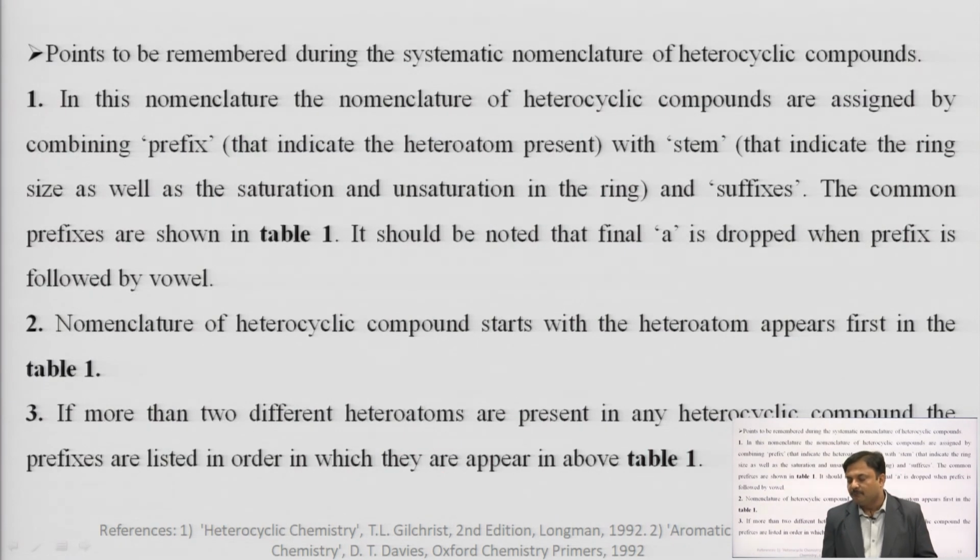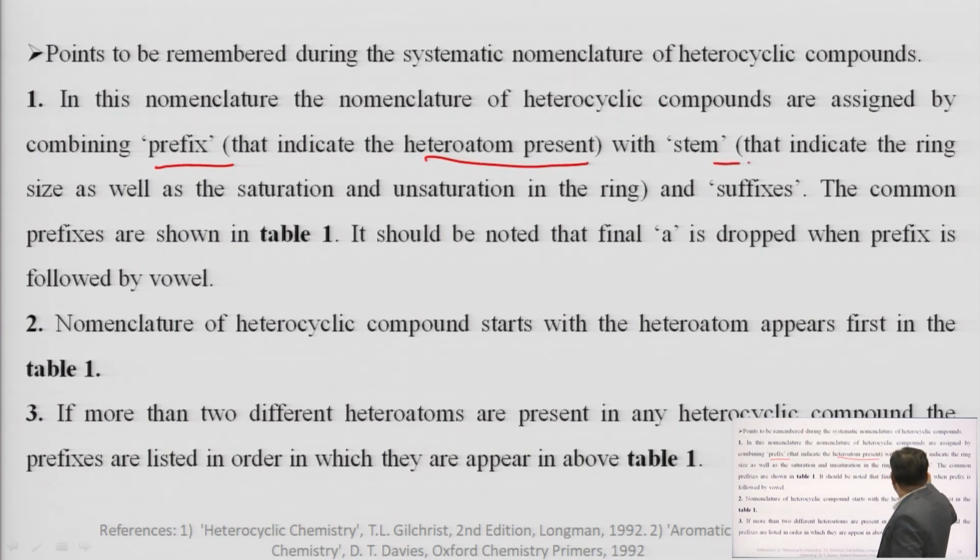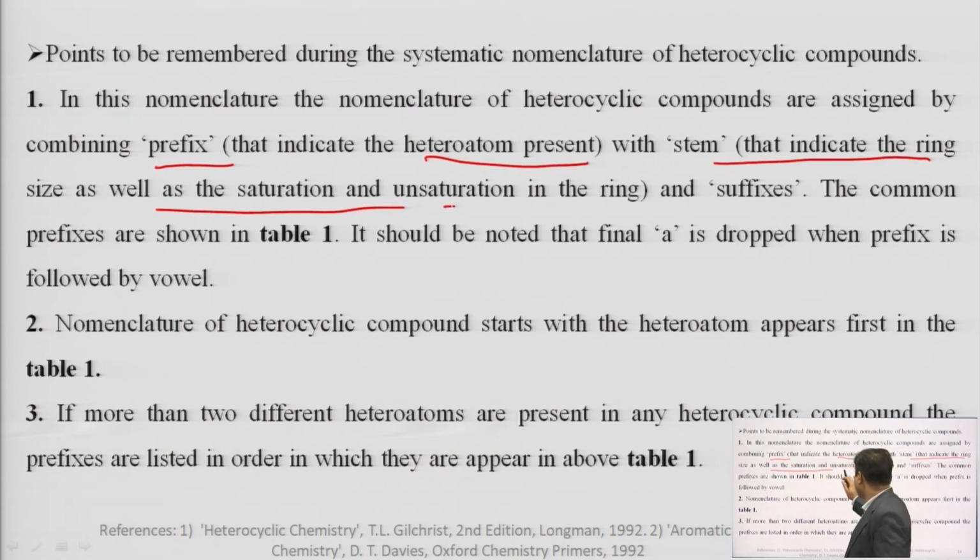Now, points to be remembered during the systematic nomenclature of heterocyclic compounds. Number 1, in this nomenclature the names of heterocyclic compounds are assigned by the prefix, as I told you, that indicates the heteroatom present, with the stem that indicates the ring size as well as the saturation and unsaturation in the ring, and the suffix. So, there are 3 components. Again I am repeating, the prefix tells us about the heteroatom, the second thing is the stem, which tells us about the ring size and whether unsaturation is present or not. The third thing is the suffix.